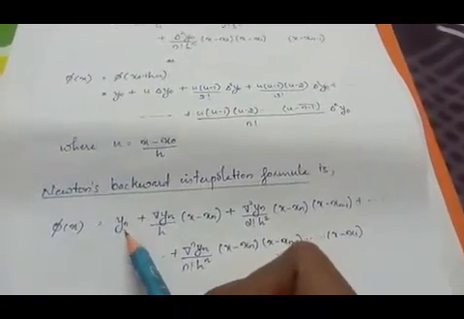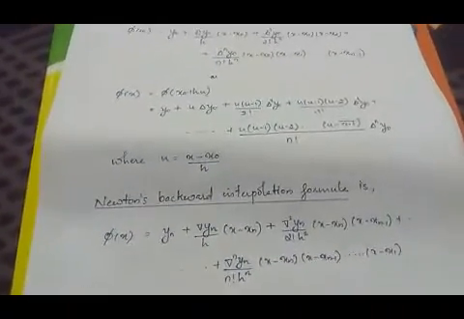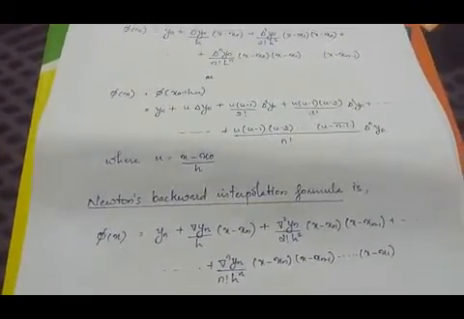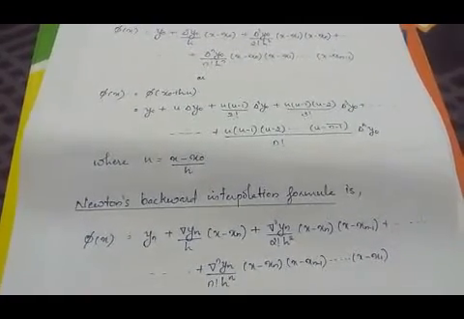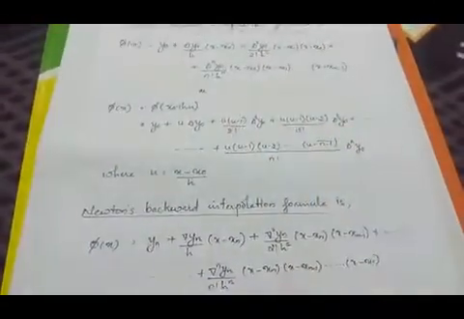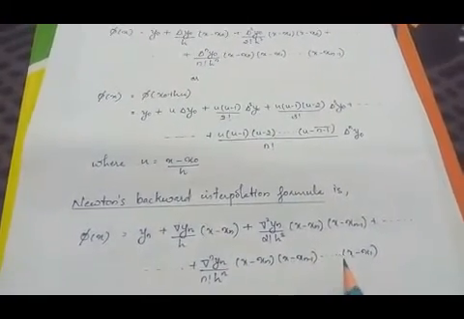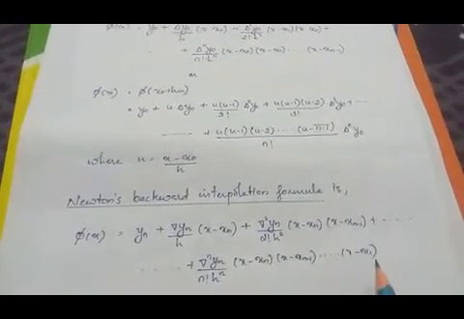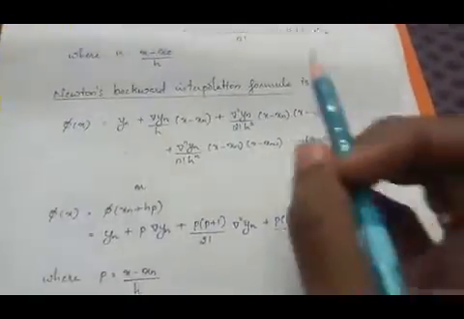So in the backward interpolation formula, phi of x is yn plus del yn by h into x minus xn plus del squared yn by 2 factorial h squared into x minus xn into x minus xn minus 1, etc. till del raised to n yn by n factorial h raised to n into x minus xn, x minus xn minus 1, etc. till x minus x1. Okay, so this is Newton's backward interpolation formula.